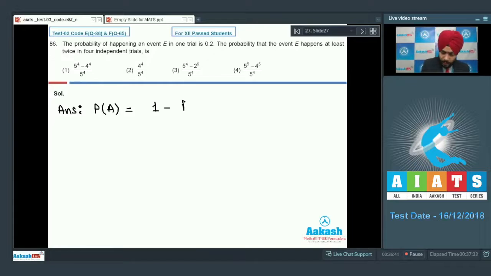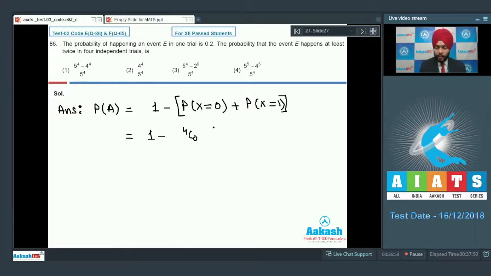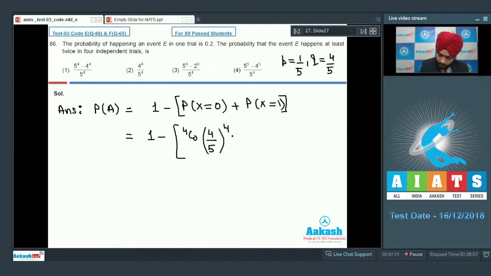So this will be 1 minus probability that x equals 0, that means it is never happening in the 4 independent trials, plus probability that it happens exactly once in the 4 independent trials. So 1 minus probability of x equals 0, 4C0, p raised to power 0, q raised to power 4. P is 1 by 5, q is 4 by 5. So 4 by 5 raised to the power 4, plus 4C1, 1 by 5 raised to the power 1, 4 by 5 raised to the power 3.